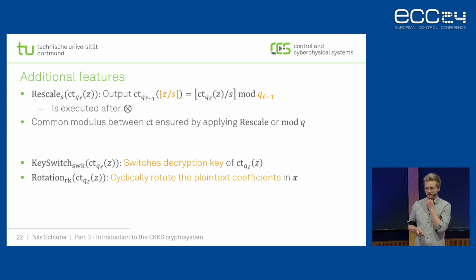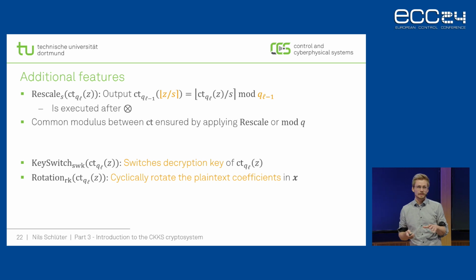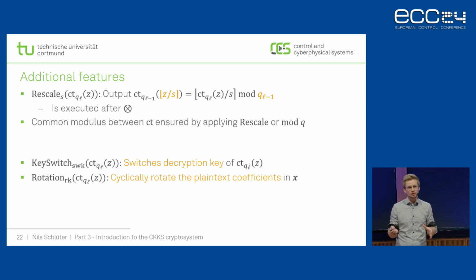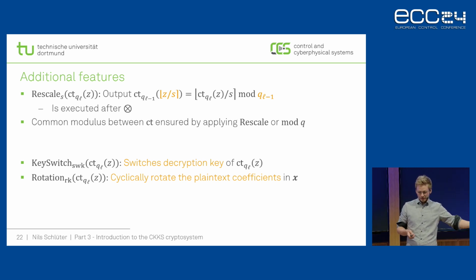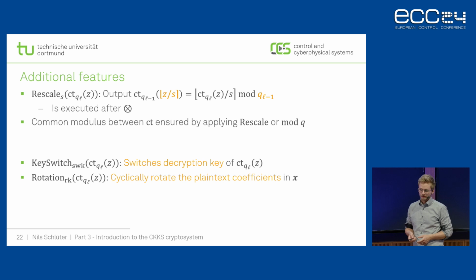Two additional features that are defined in CKKS are key switch and rotation. I will not go into detail here, just briefly mention that key switching is a nice feature if you want to do multi-party computation, because you can switch a ciphertext that is encrypted under one secret key to a ciphertext that is encrypted under another secret key, so they can be interchanged between different parties, and they can compute on that. And rotation is useful if you want to rotate the slots in the plain text. This is especially required for linear algebra in these schemes.